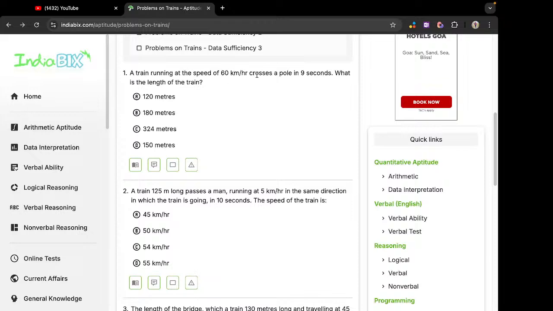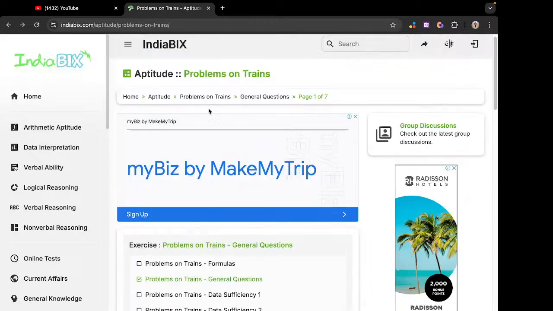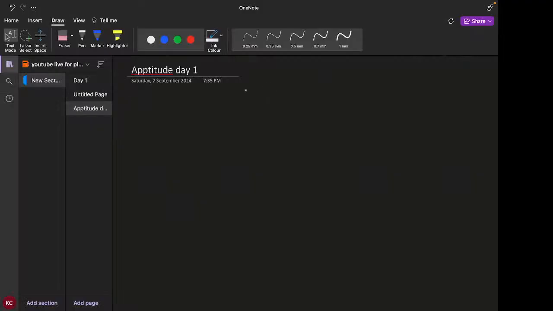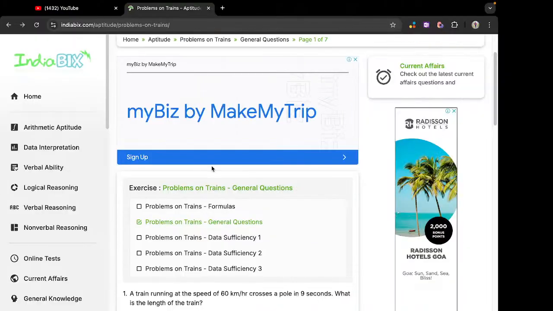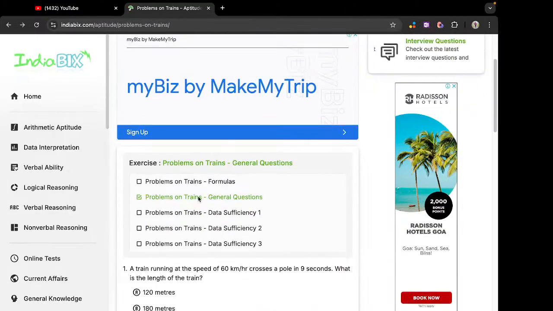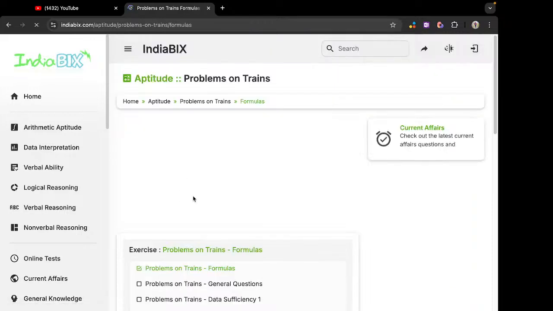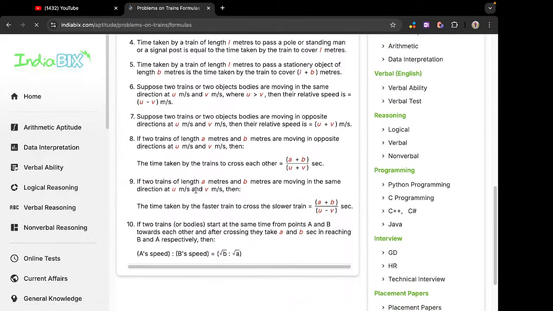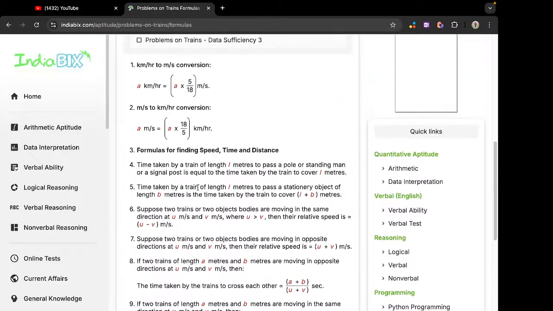Let's solve the first question. The train is running at the speed 60 km per hour. It crosses a pole in 9 seconds. What is the length of the train? So if I visualize it, let me revise some formulas, because I don't actually remember the one.